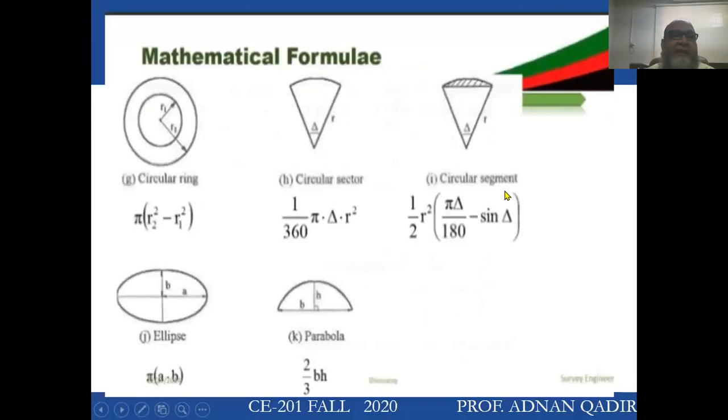Now, if there is a circular ring, pi r2 square minus pi r1 square, and if you want the area of any sector, then that's pi r square over 360. Circular segment, half r square, pi delta over 180 minus sine delta, where delta is the angle between the segment of the arc. Then there is an ellipse, pi a b, and then the parabola, 2/3 bh.